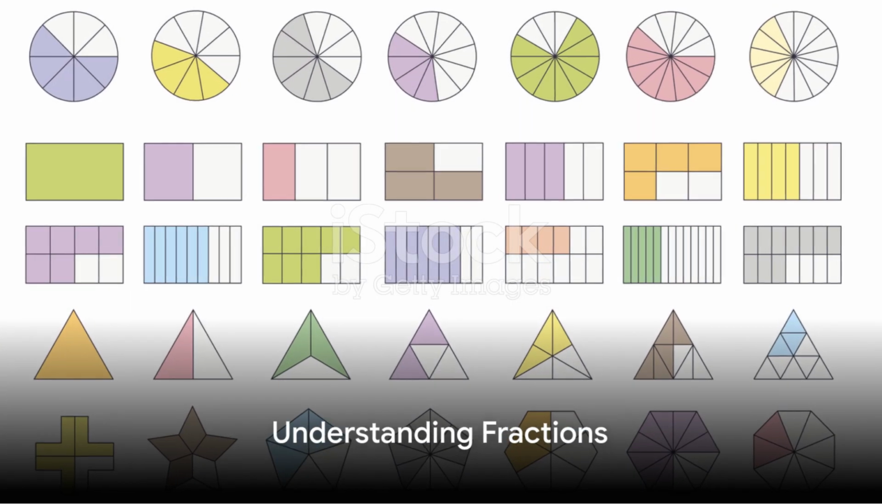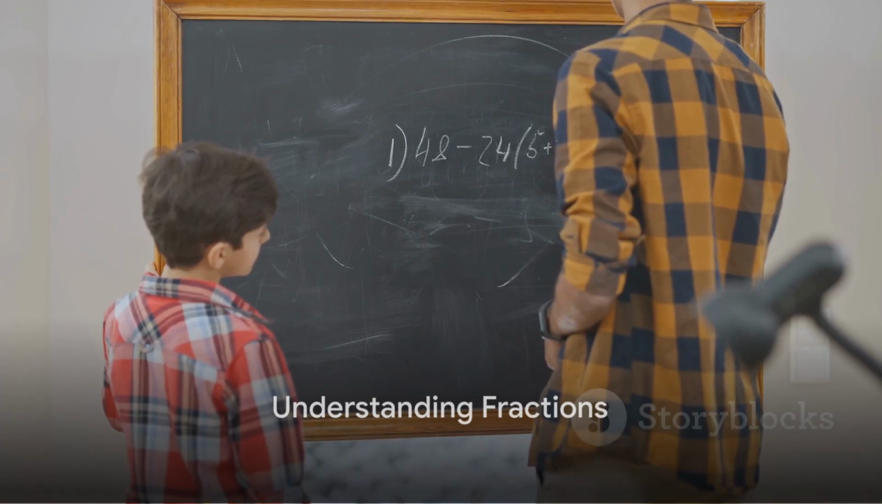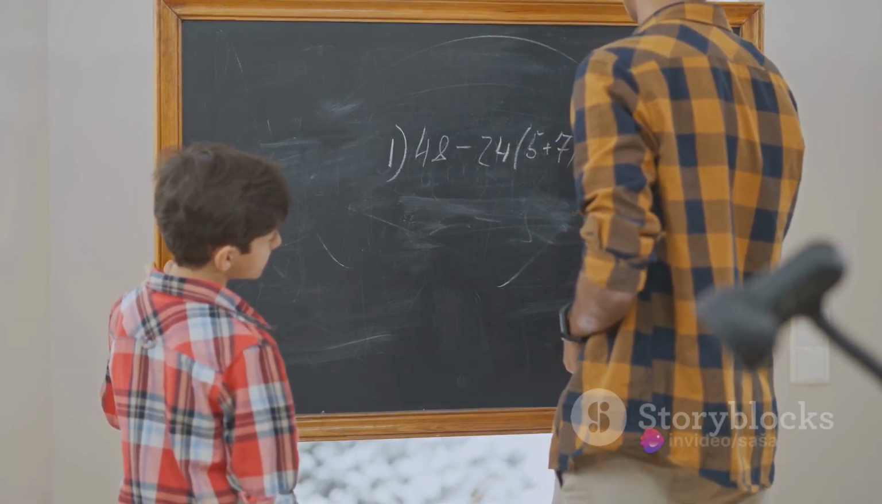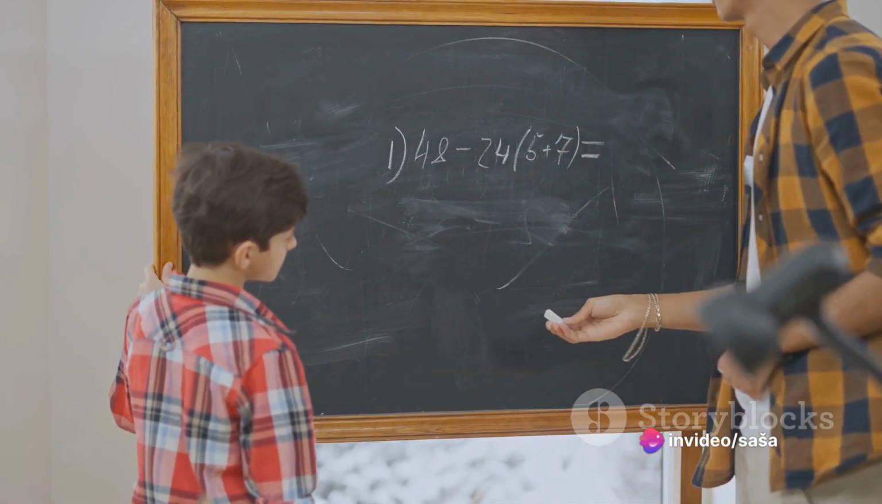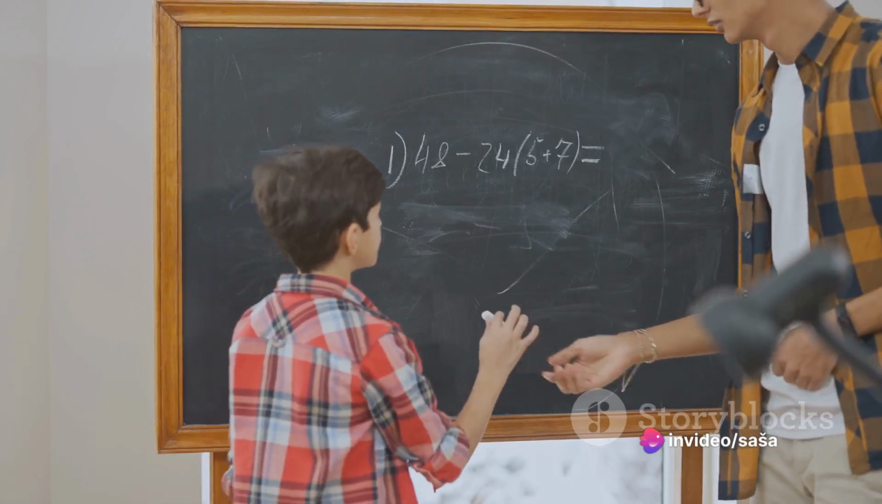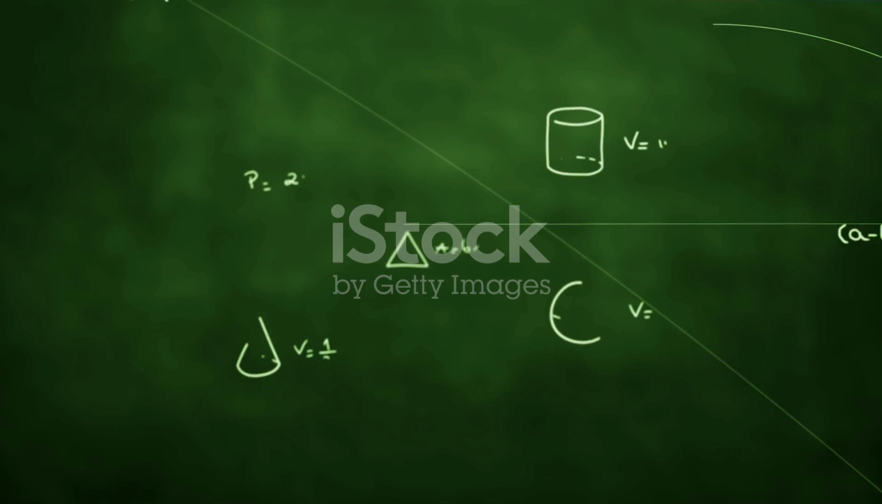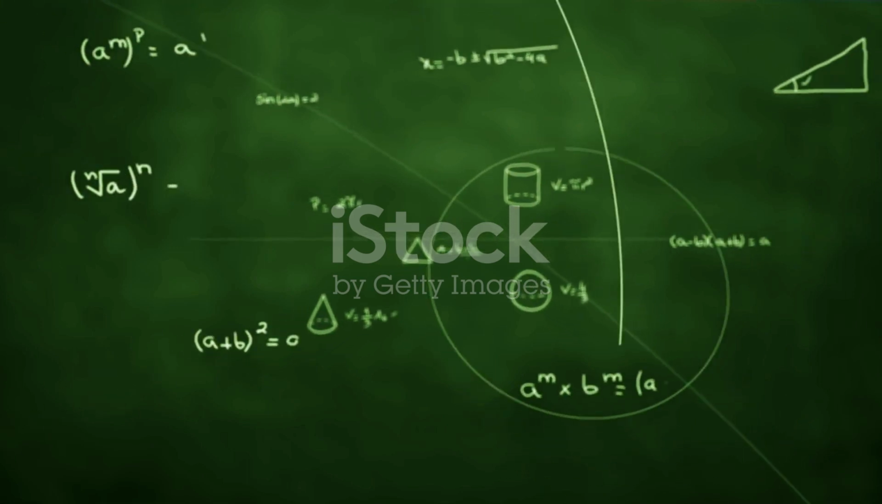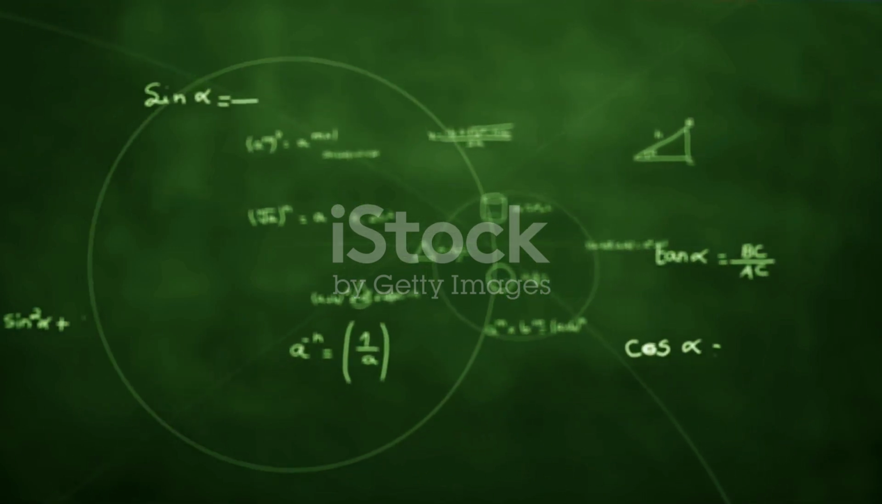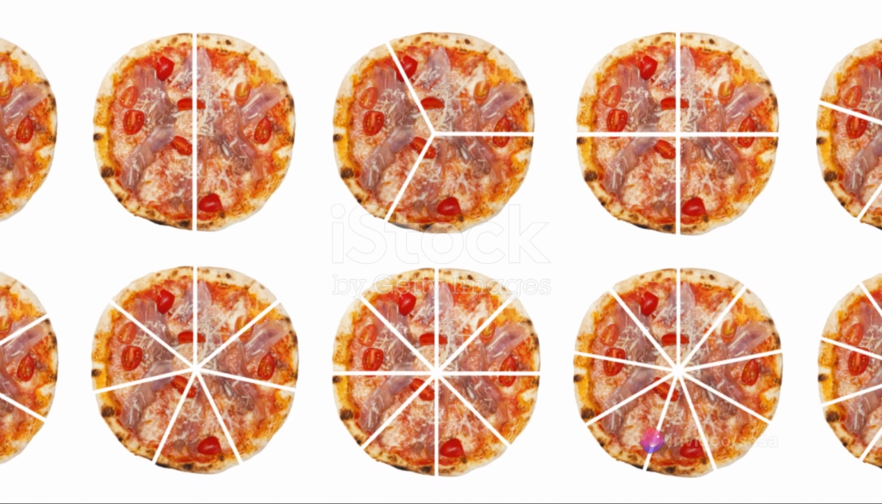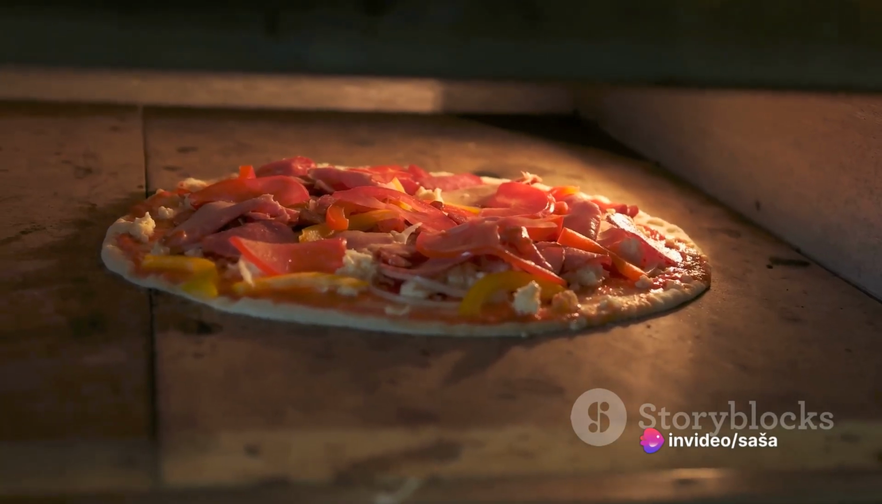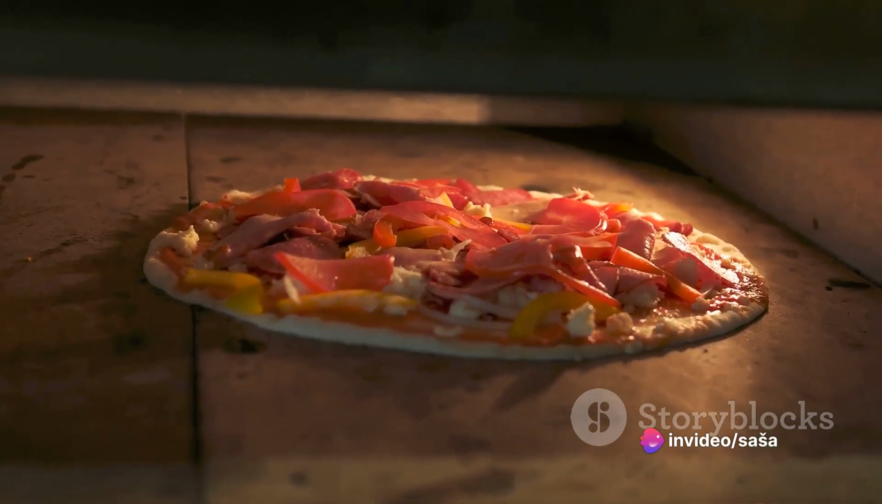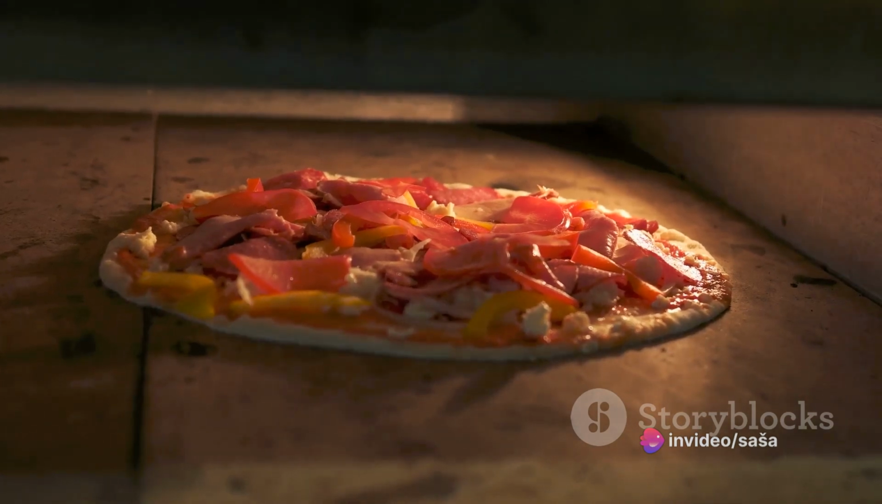To understand this concept, think of a fraction as a division problem. A fraction is represented by two numbers separated by a slash or a horizontal line. The number above or to the left of the line is called the numerator, while the number below or to the right is the denominator. The numerator represents the part that we have, while the denominator represents the total number of equal parts.